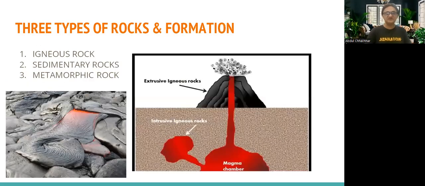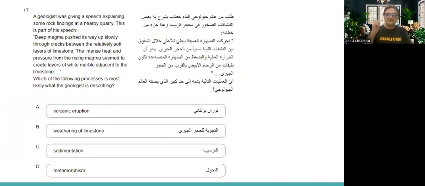Now back to the question. Which rock is formed through heat and pressure? Is it the volcanic eruption? Of course not, that's an igneous rock. Weathering limestones? Of course not, that's not sedimentary. Sedimentation is not it, but this is metamorphism. Metamorphic rocks are formed through heat and pressure.